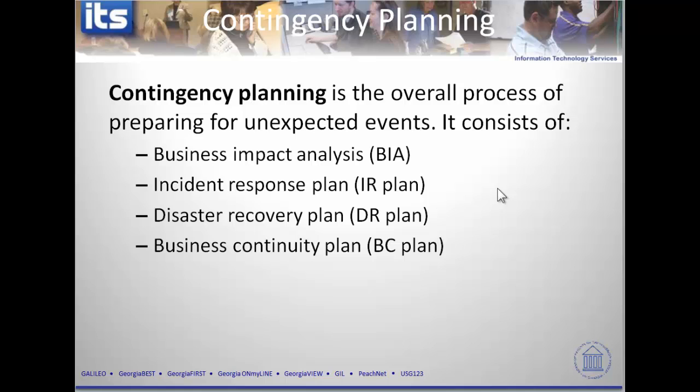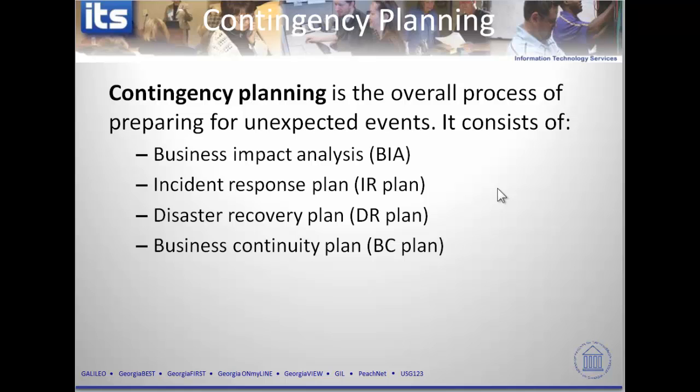Contingency planning is this overall process of preparing for something that's unexpected. Remember the kid on the hood of the car, and it looks like the car is going 100 miles an hour in a 35 mile an hour zone. That should be something that's unexpected, and how we handle that is going to be critical. It really consists of four components.